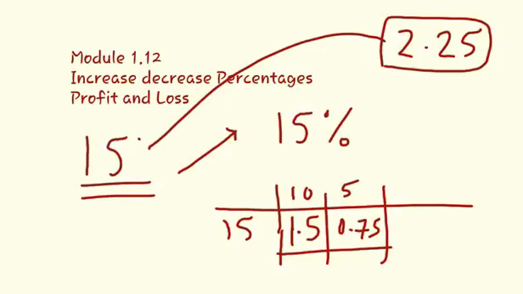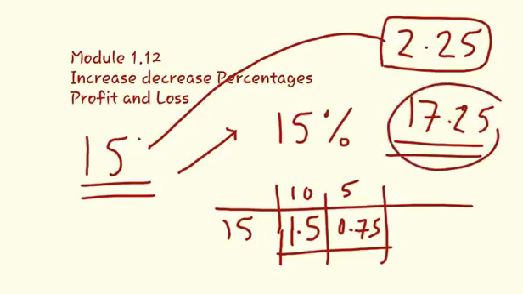But it went up by 15%. So all you have to do is add this figure to 15, which makes 17.25. And that is your answer. That means 17.25 is 15 plus an increase of 15%. We'll do some more examples.